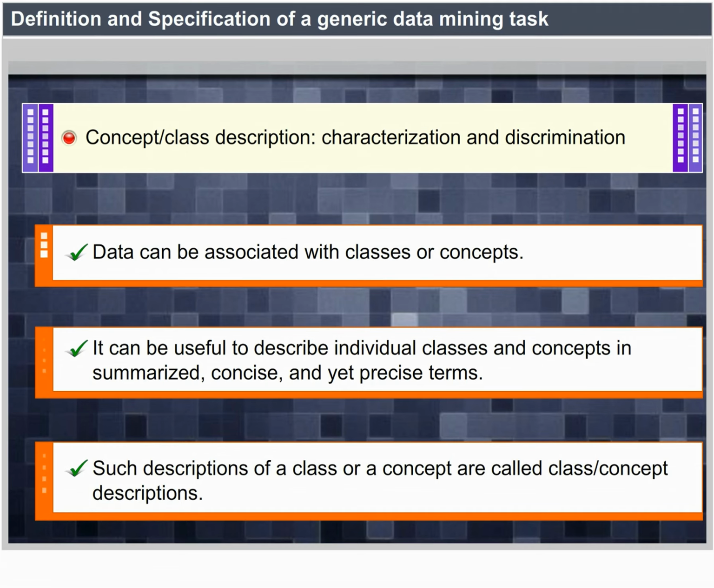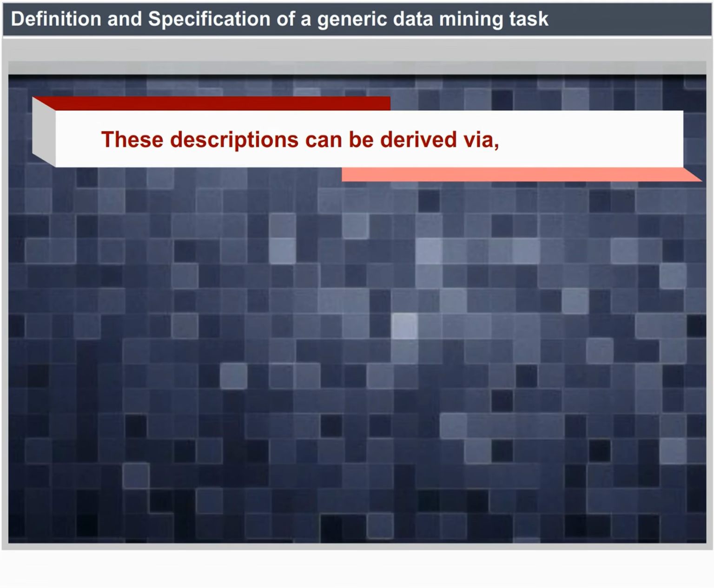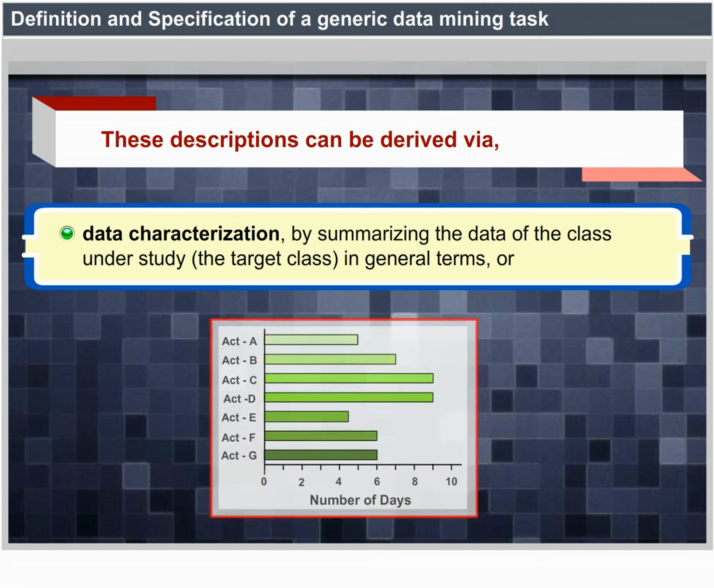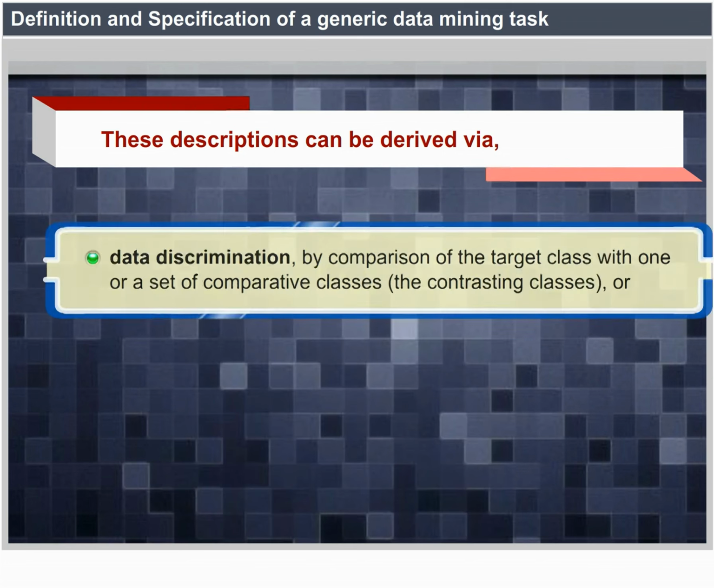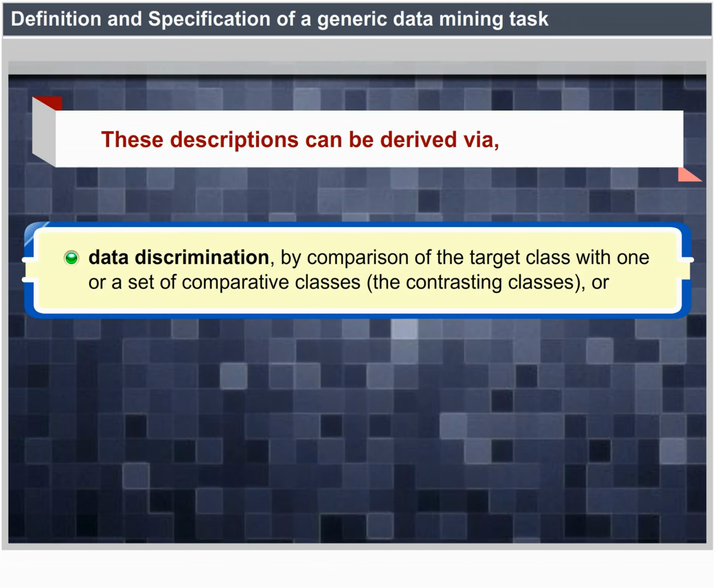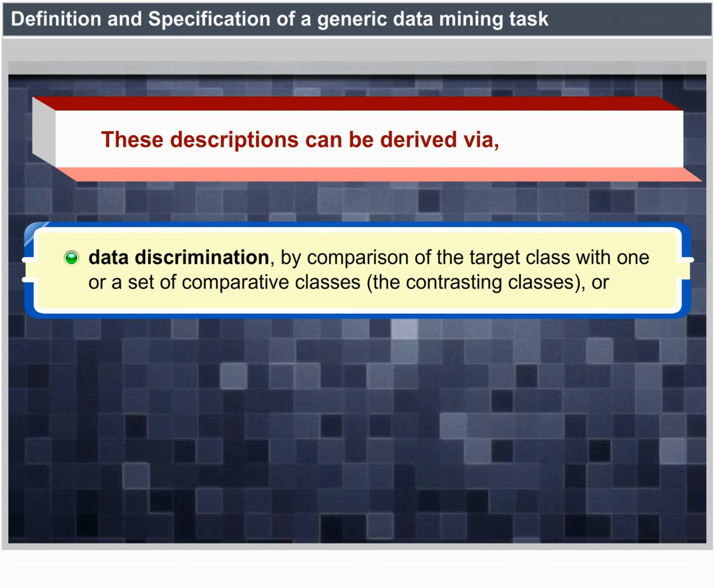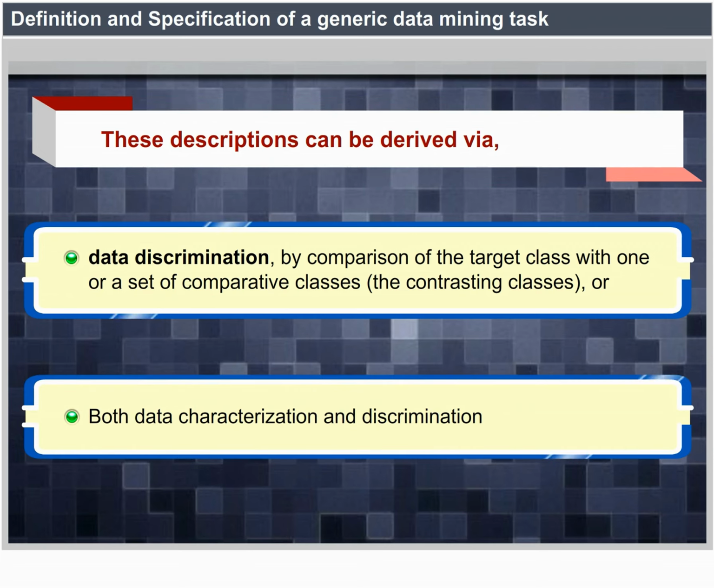These descriptions can be derived via data characterization, that is, by summarizing the data of the class under study, often called the target class, in general terms, or data discrimination, by comparison of the target class with one or a set of comparative classes, often called the contrasting classes, or both data characterization and discrimination.